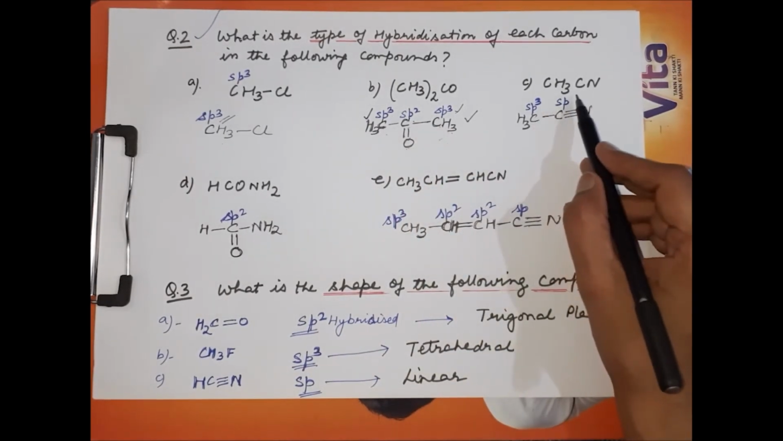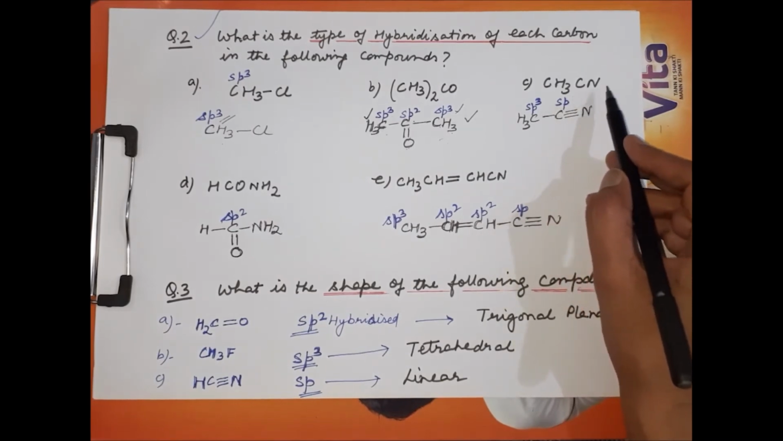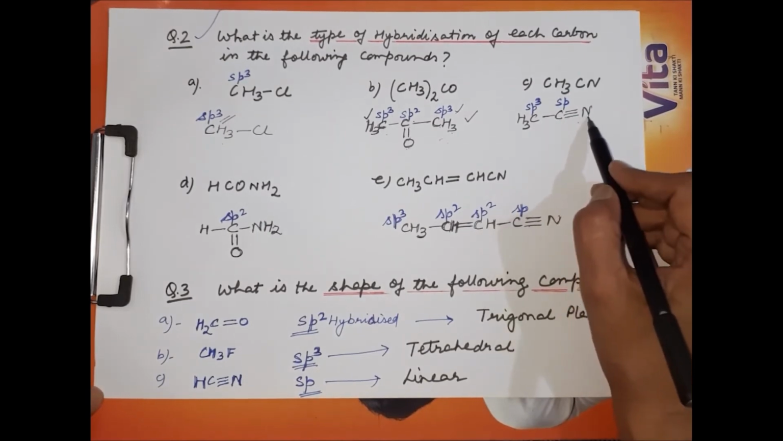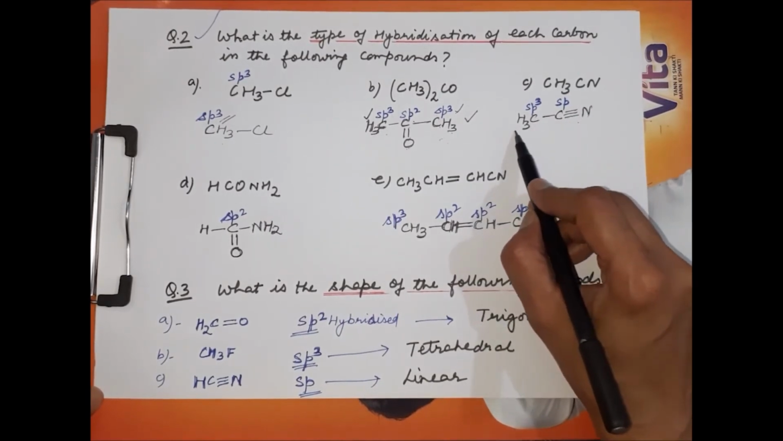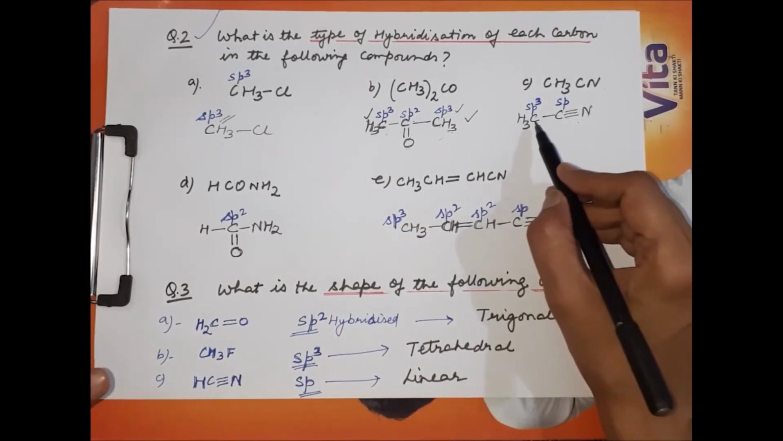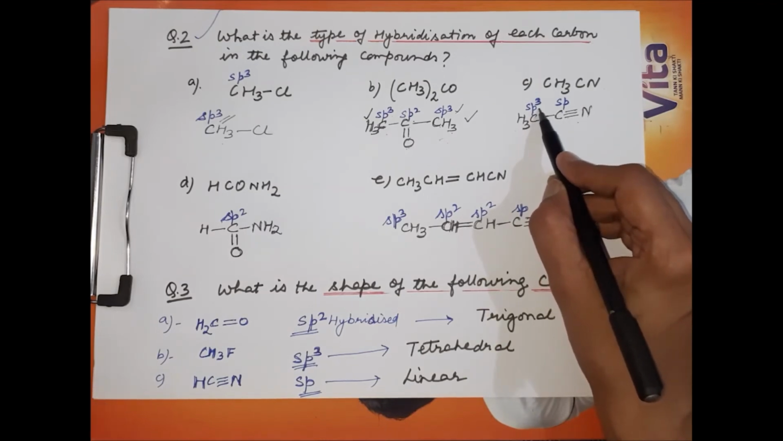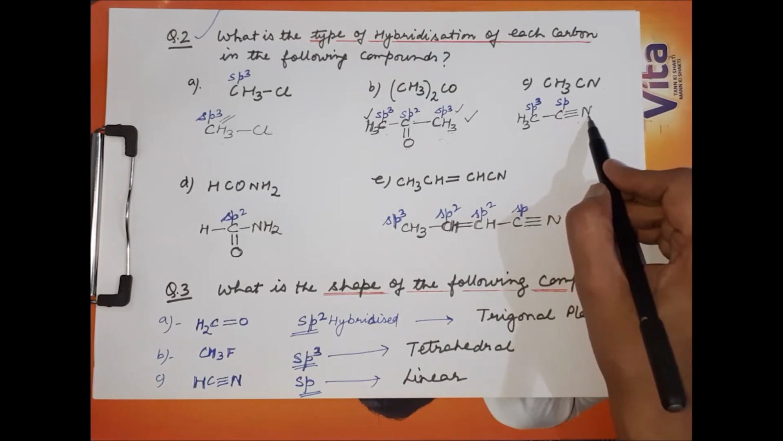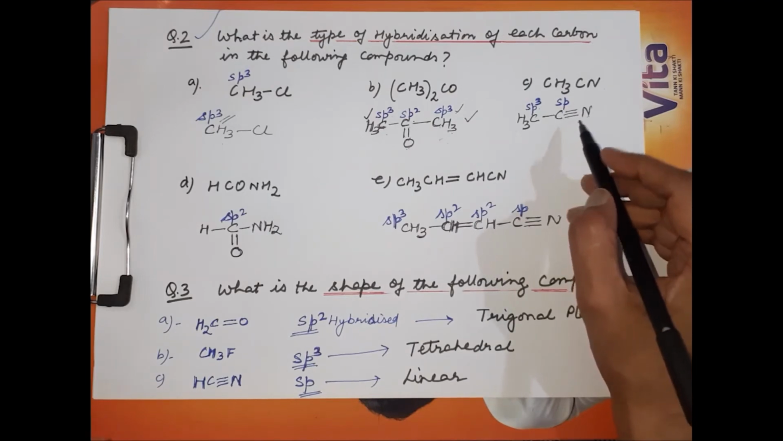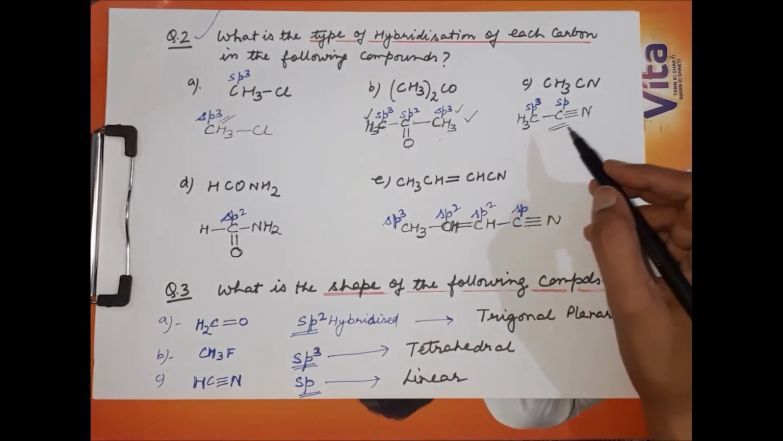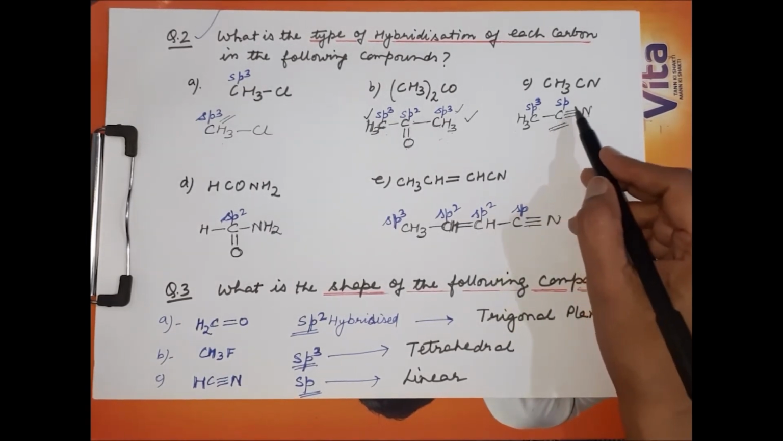Okay. So next example is CH3CN. So we can write it like this: CH3 and C triple bond N. Here in CH3, all are single bonds, meaning this carbon is sp3 hybridized. But in this case, C triple bond N. Just now I have discussed that in such cases where a triple bond is there, that carbon is always sp hybridized. So this will be sp hybridized.